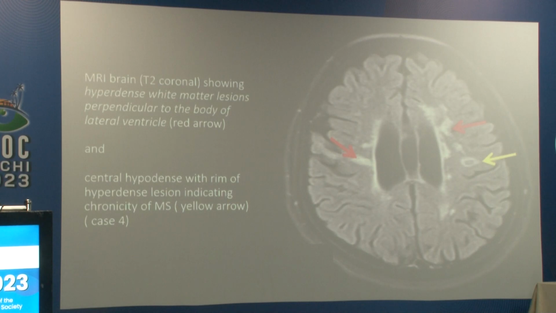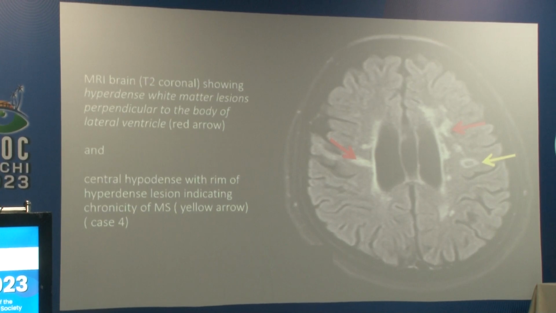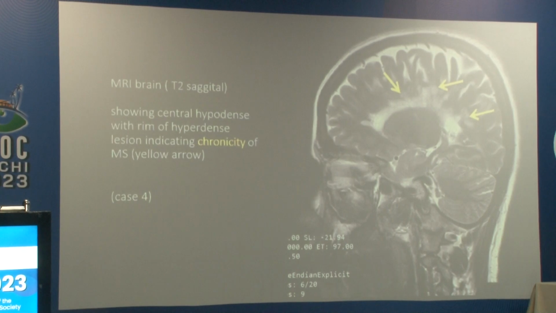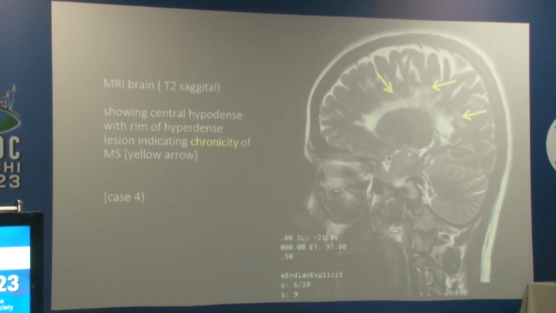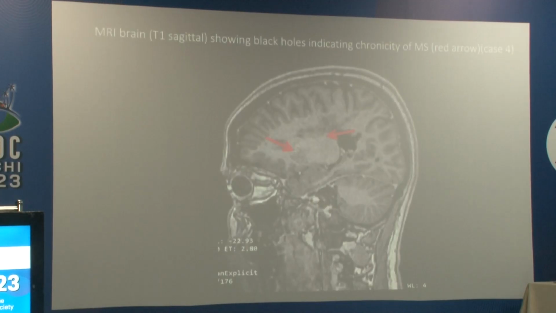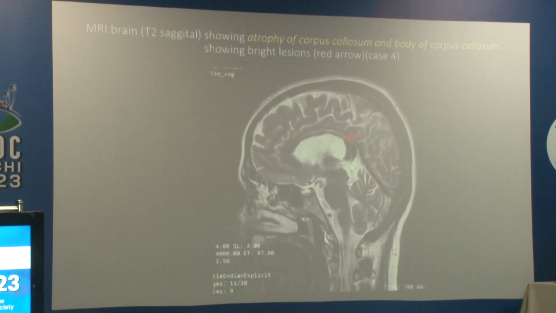This yellow arrow points towards a rim of hyperdense lesion with central hypodensity, indicating the chronicity of MS. This is again a T2 sagittal showing central hypodensity with a rim of hyperdensity, indicating chronicity. All these black holes again indicate chronicity. And this is atrophy of the corpus callosum.